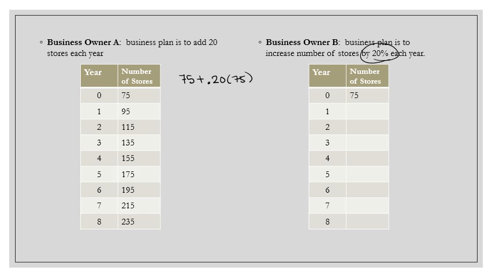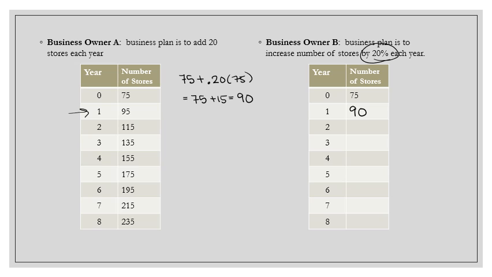So we have to figure out how many stores she's adding. So 0.2 times 75 would give us 15. So she's starting with 75 stores and adding 15 stores. So she would be at 90. Okay, so just under her competition. Her competition has 95 stores at this point. Okay, what about year 2?